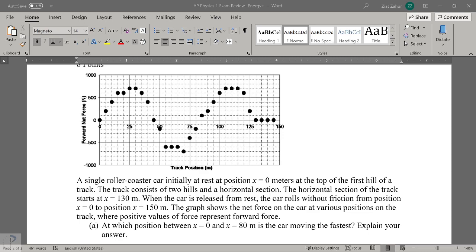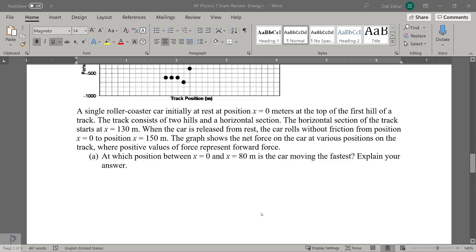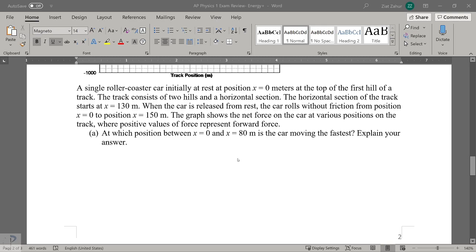Why not 120? Well, because check the question here. It says between 0 and 80. So we have to talk about between 0 and 80. At which position between 0 and 80 is the car moving the fastest? All right. So any point after the 45 has negative force, which would do negative work, which would slow us down. Yeah, so the question is only between 0 and 80.